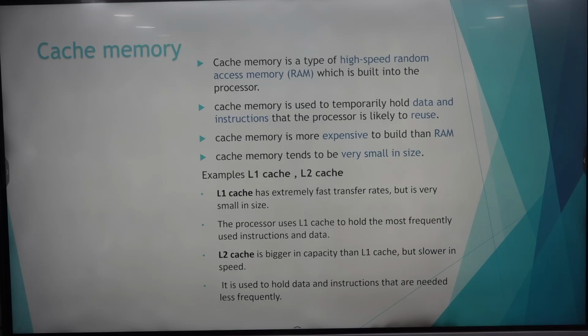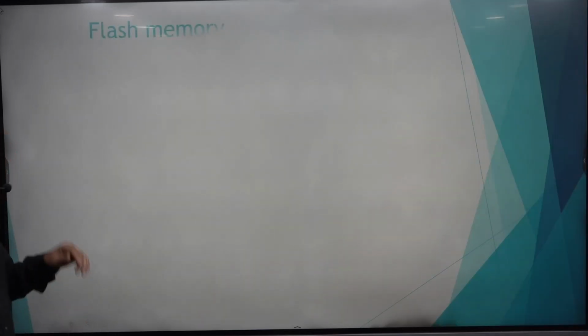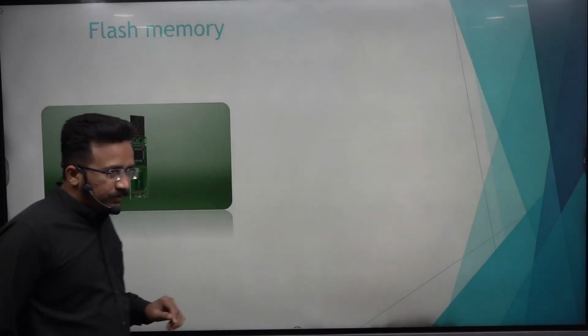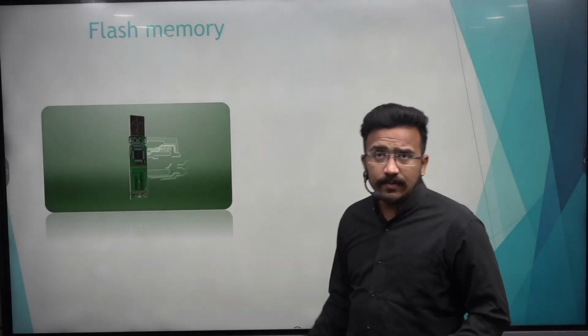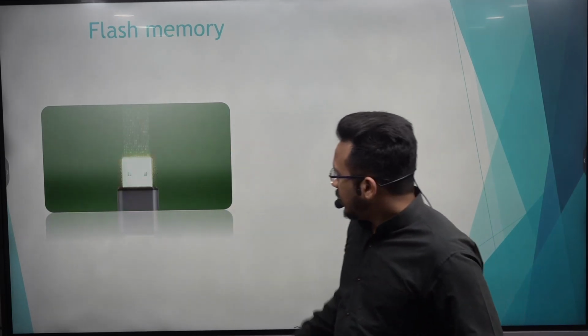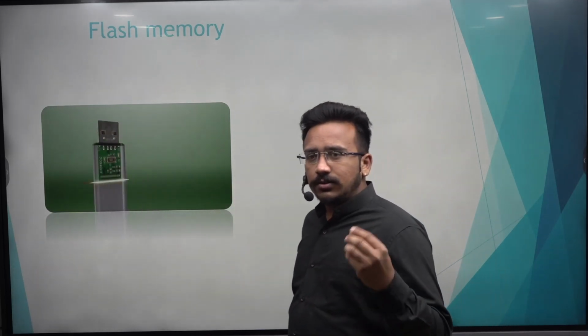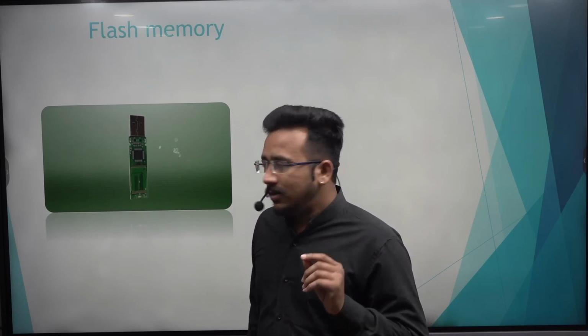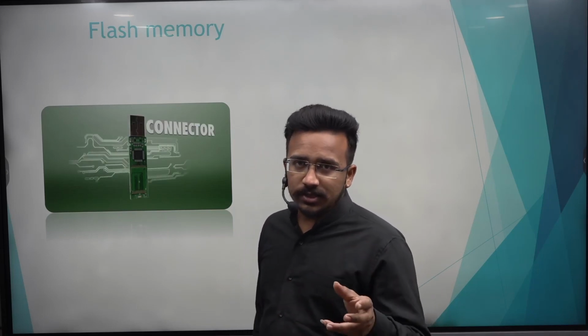Okay, let's continue. Next is flash memory. You can see an example of flash memory. You have seen the typical USB pen drives. They are a kind of flash memory. To transfer data, we generally use the USB pen drive that can hold a small amount of data as well as a big amount of data, and they are a kind of solid state drive.